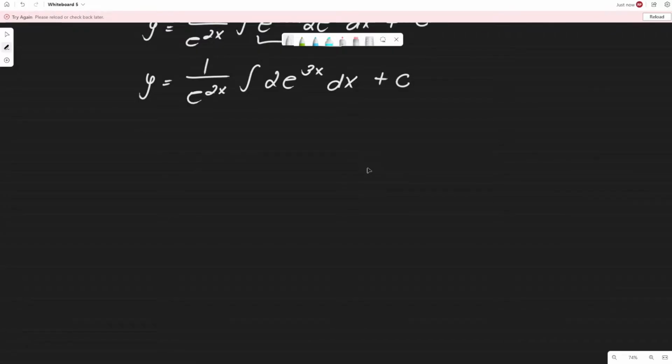That is 1 over 3, right? 1 over 3 e raised to 3x. That is the integral of e raised to 3x. Okay, I'm a bit tongue-tied. So we have y is equal to 1 over e raised to 2x multiplied to, let's fix it, 2 times the integral of e raised to 3x, e raised to 3x, plus c.